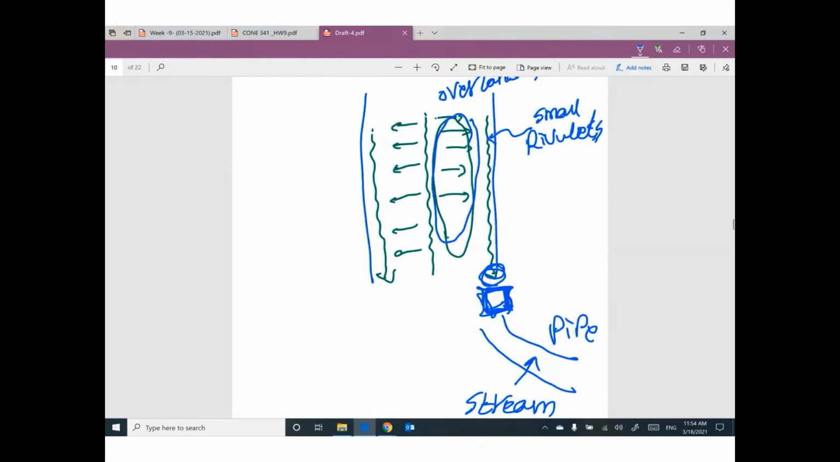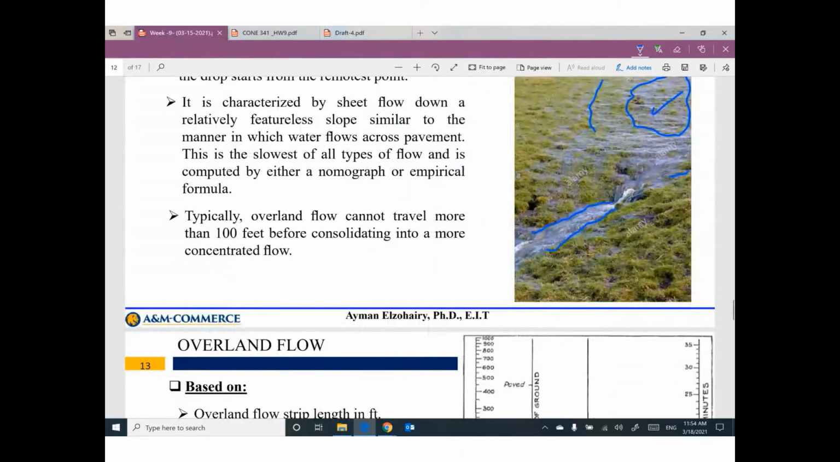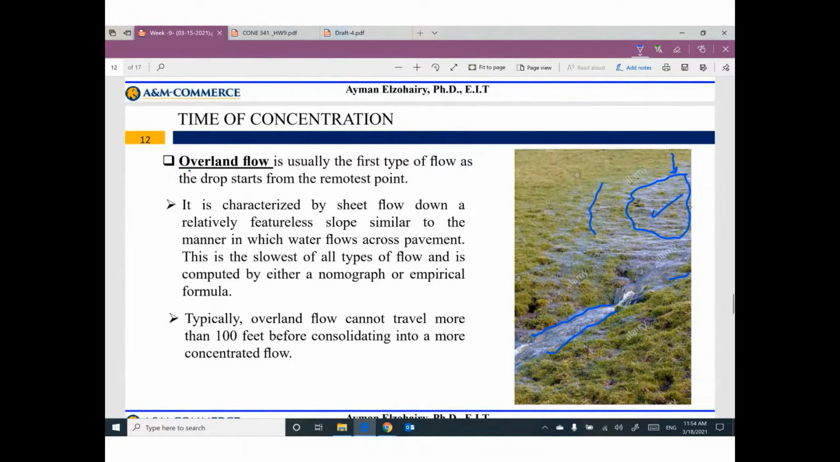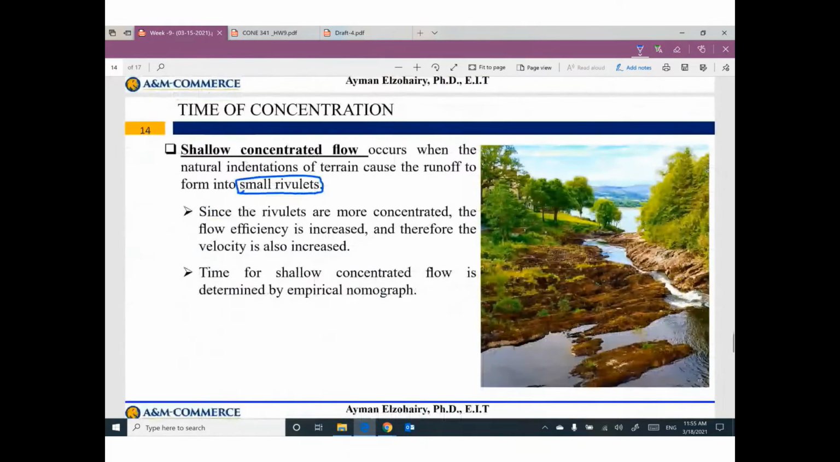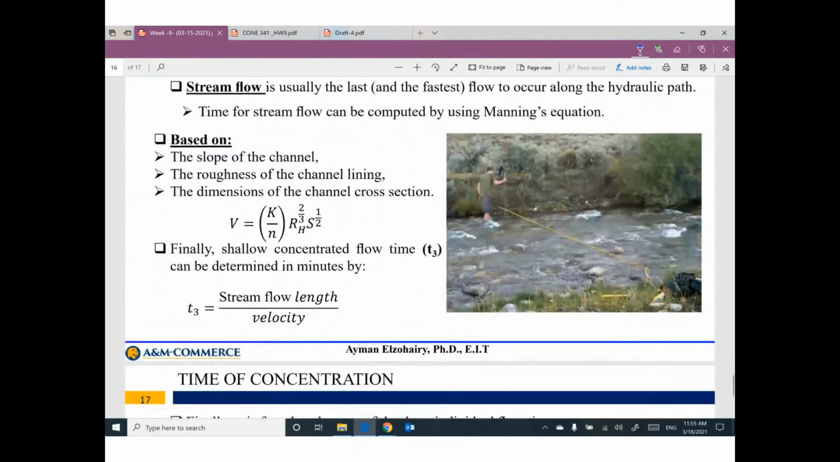So the sequence of collecting rainwater, we have 3 sequences. The first one called overland flow is usually the first type of flow as the drop starts from the remotest point. Just the drop reaches the ground surface and starts to flow. The second one called shallow concentrated flow occurs when the natural indentations of terrain cause the runoff to form into small rivulets. The third one, all water collected in the stream flow.